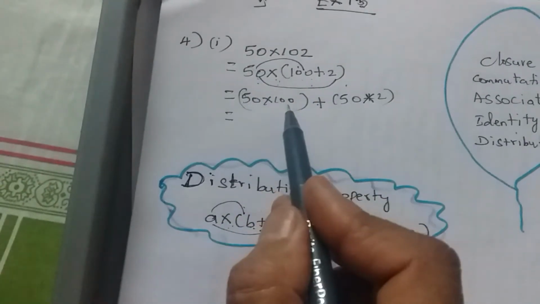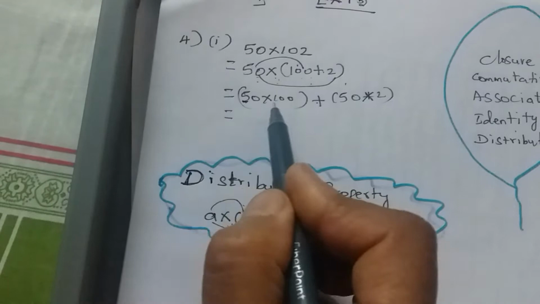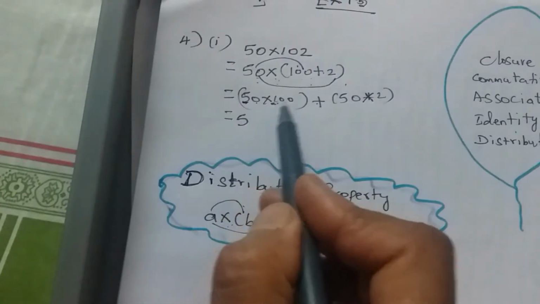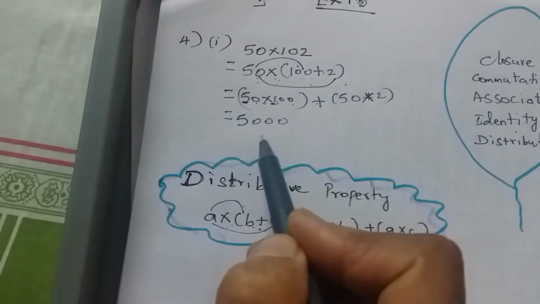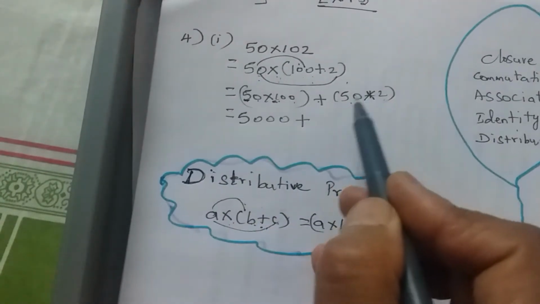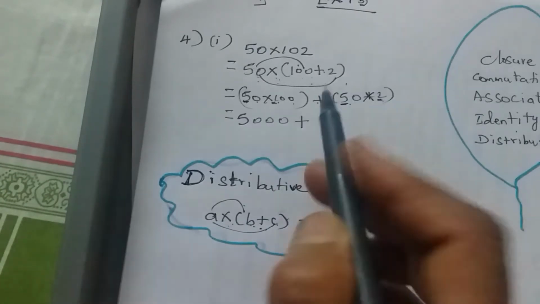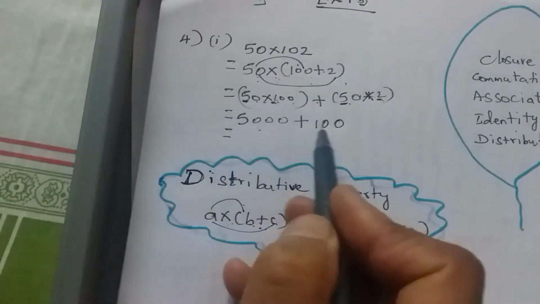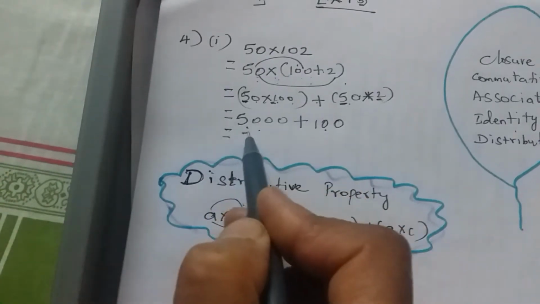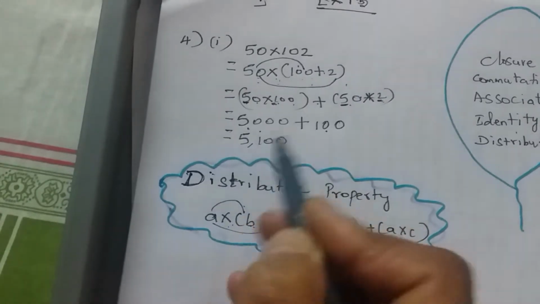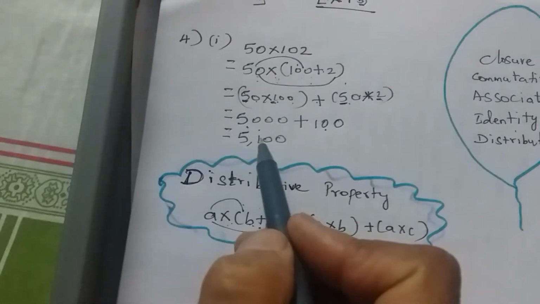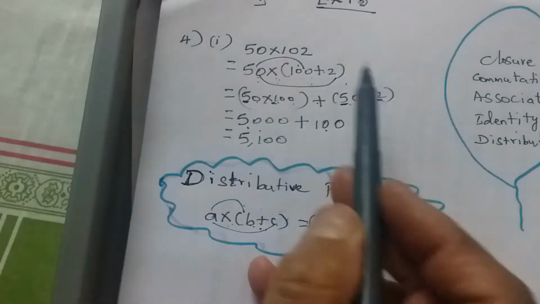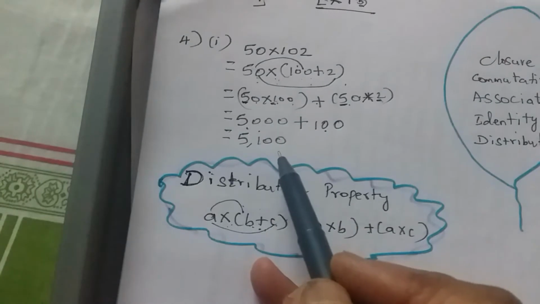So how to multiply with zeros? It is very easy. Just multiply 5 and 1. 5 ones are 5. Then count the zeros and write the same number of zeros: 1, 2, 3. It is 5,000 plus 50 into 2. Again just multiply 5 into 2. 5 twos are 10. Then put the 0. Now what is it? 5,000 plus 100 is 5,100. See, multiplication has become so easy. This way is very easy compared to multiplying 102 into 50. So this is how we use the property and find the value.